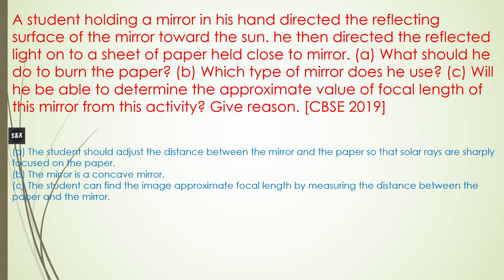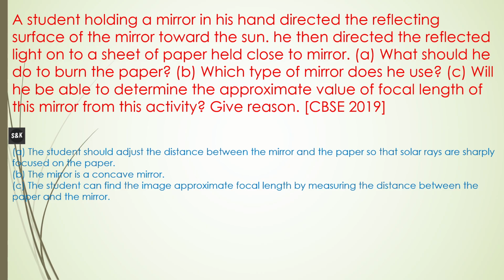A student holding a mirror in his hand directed the reflecting surface of the mirror towards the sun. He then directed the reflected light on a sheet of paper held close to the mirror. What is the distance to burn the paper? Which type of mirror does he use? Will he be able to determine the approximate value of the focal length of the mirror from this activity?